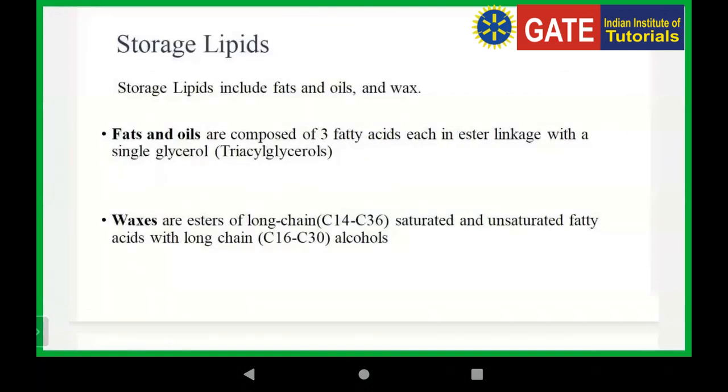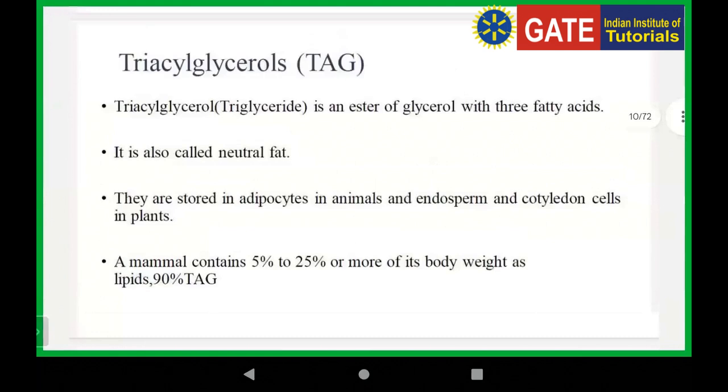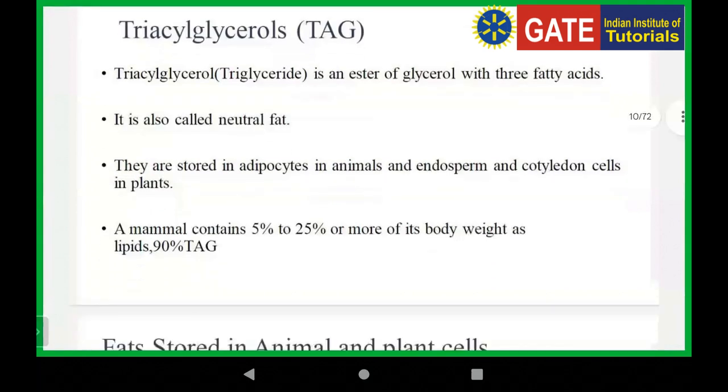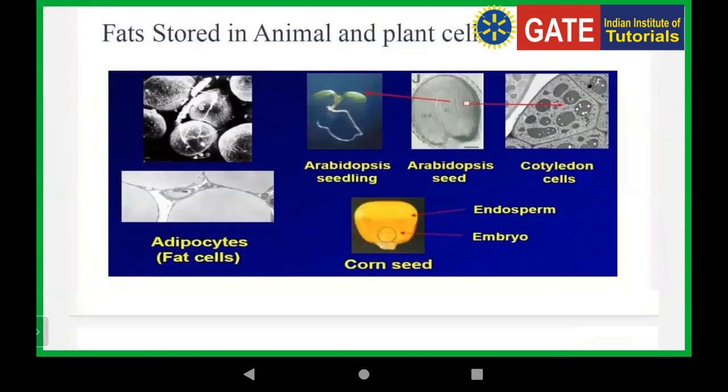Storage lipids include fats and oils. Fats and oils contain triacylglycerol. Waxes contain esters of long chain saturated and unsaturated fatty acids with alcohol. Triacylglycerol is the neutral lipid. Adipocytes store triacylglycerol for energy purpose. Triacylglycerol is stored only for energy purpose. Look at this: adipocyte stores triacylglycerol. Corn seeds also have triacylglycerol. Cortical cells have triacylglycerol.